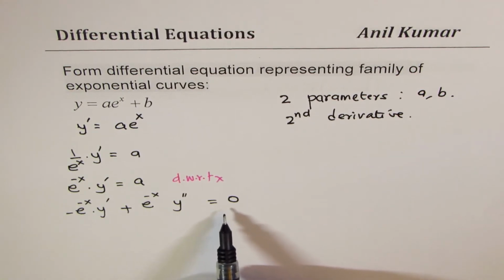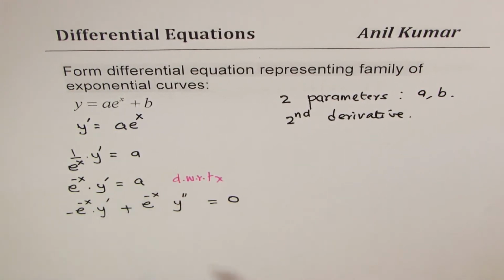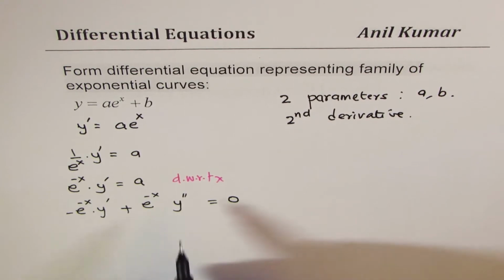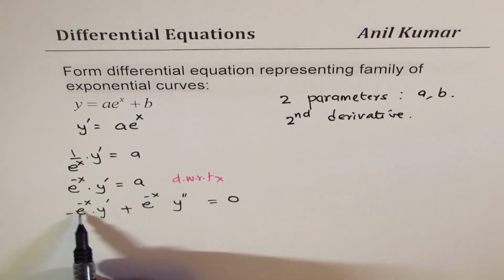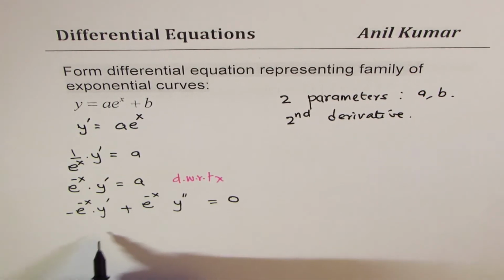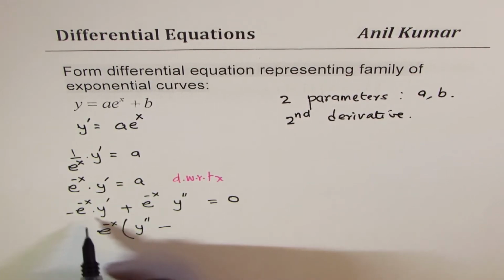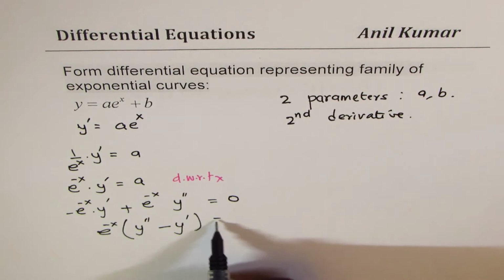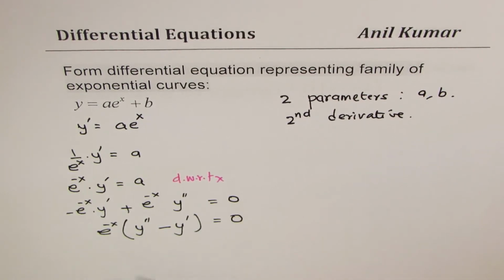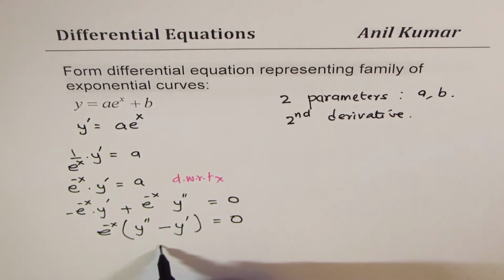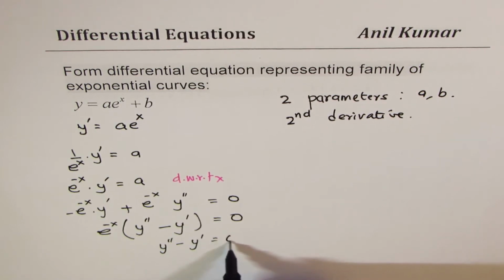So we get our equation in which we have eliminated a. So now we have a differential equation from which we have eliminated both the parameters a and b. Perfect. So you could write this as, if I take e to the power of minus x common, I get the second derivative minus the first derivative equals 0, right? So we can actually divide by e to the power of minus x and then write the second derivative minus the first derivative equals 0.